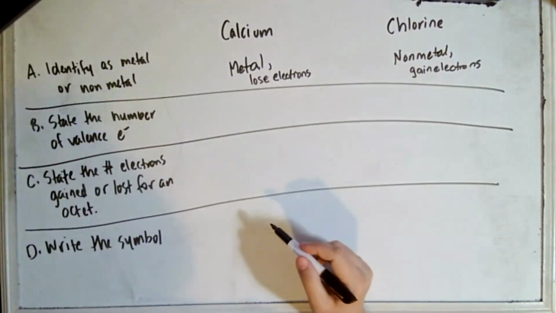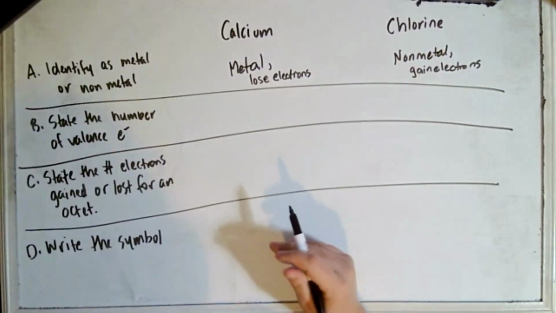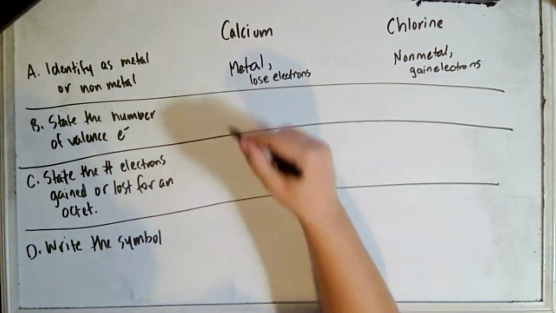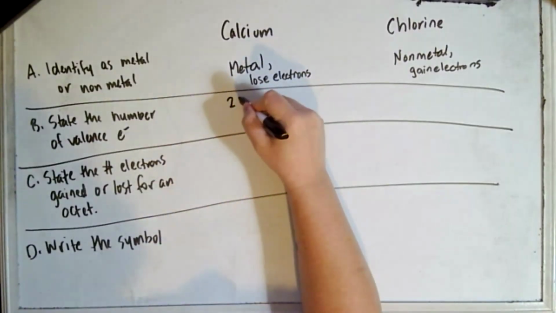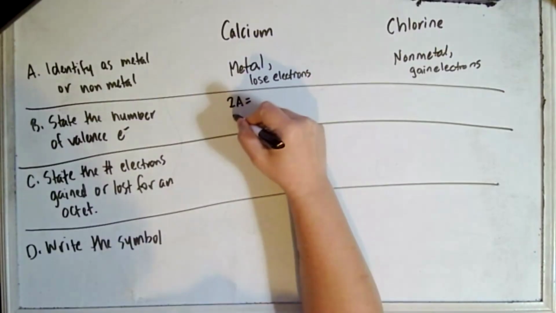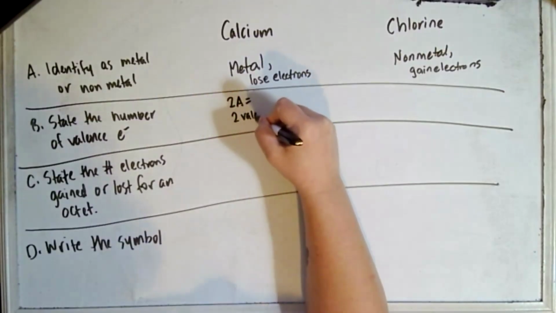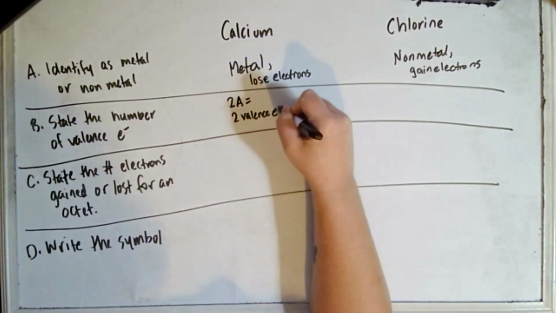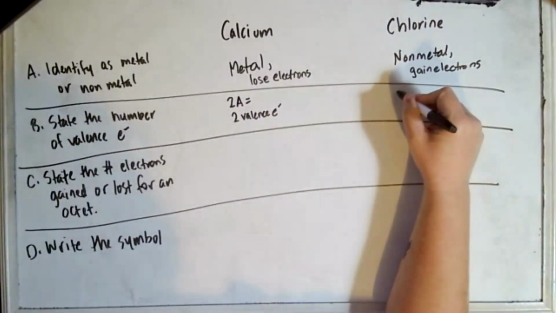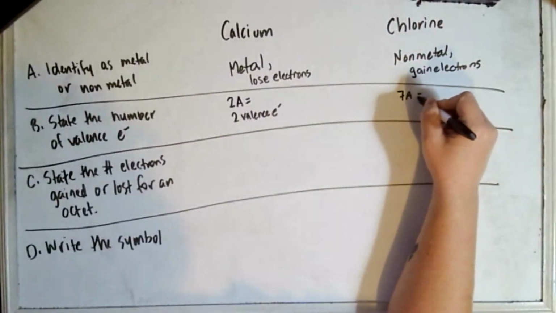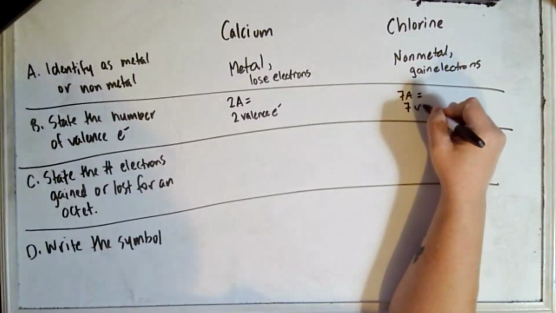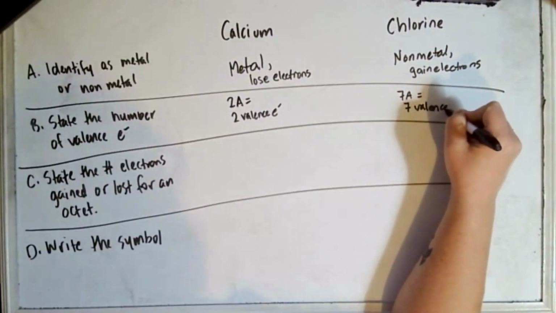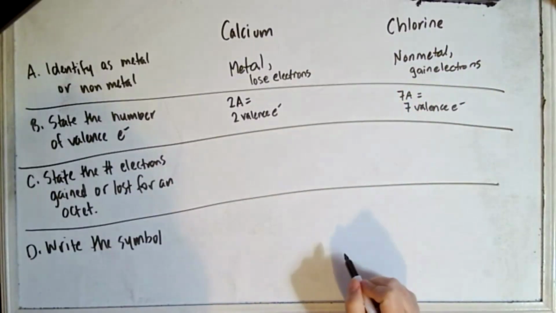State the number of valence electrons for each one. We can use our group number to do this. Calcium is in group 2A, so that means it's going to have 2 valence electrons. Chlorine is in group 7A, so that means it's going to have 7 valence electrons.